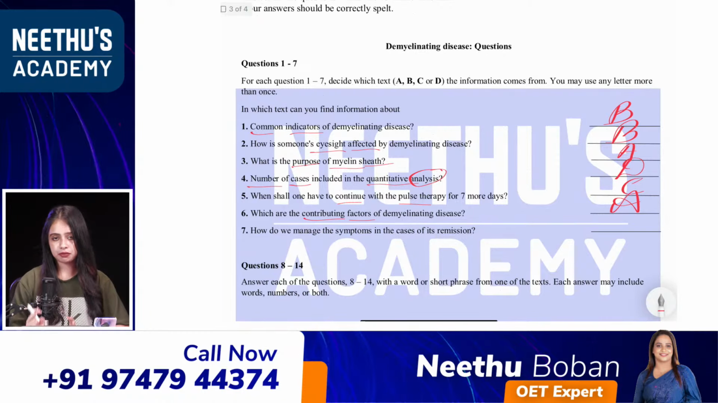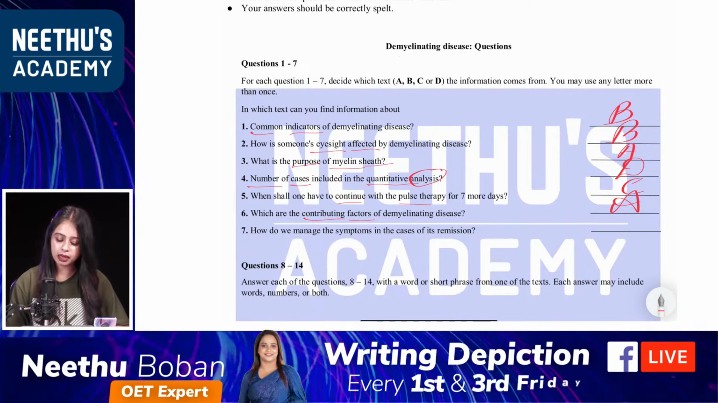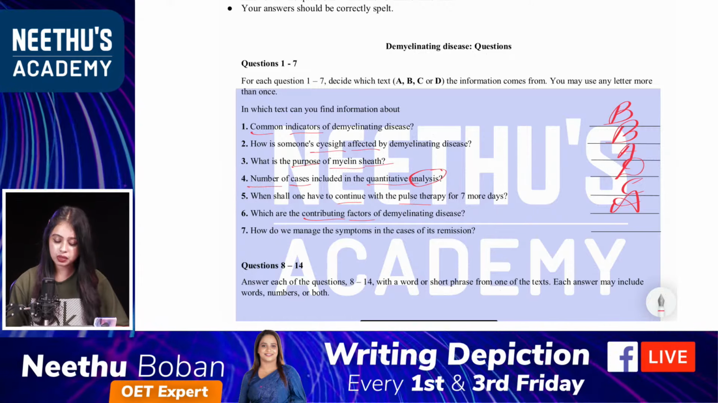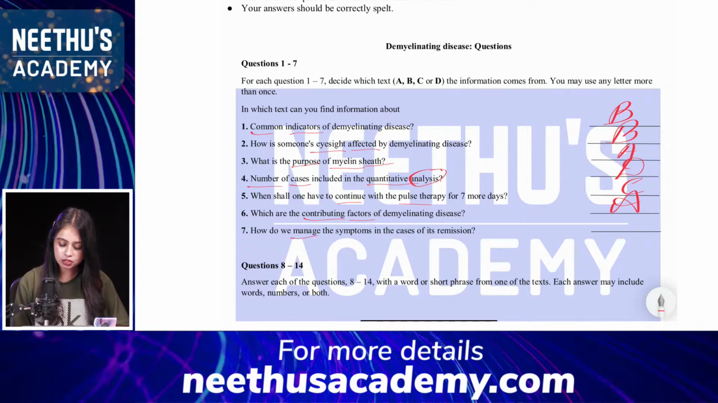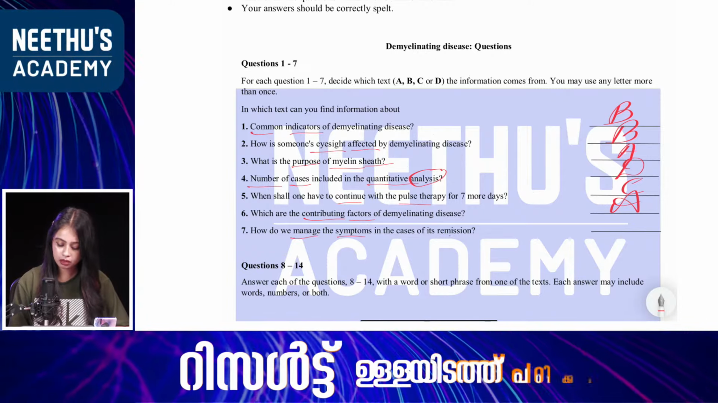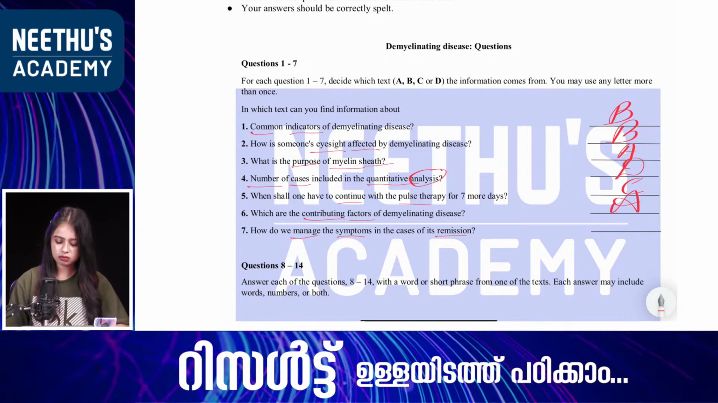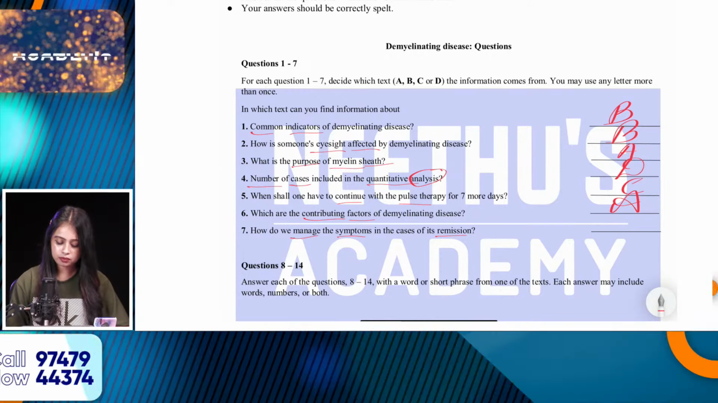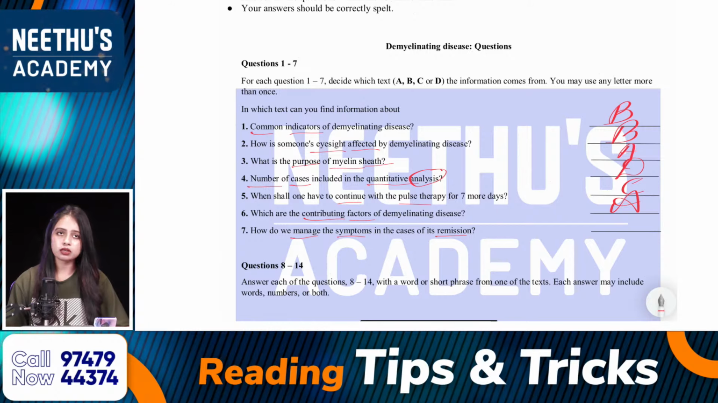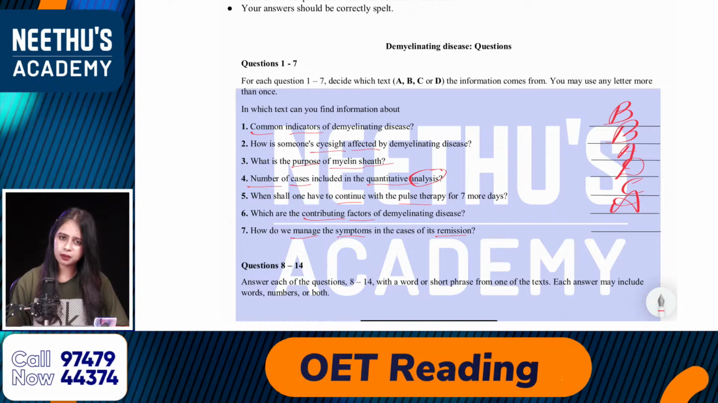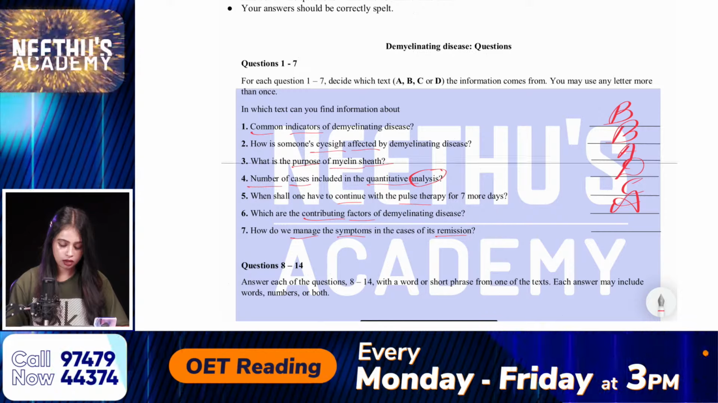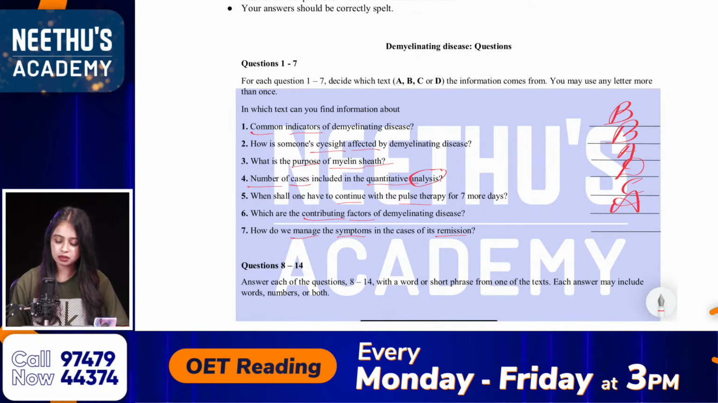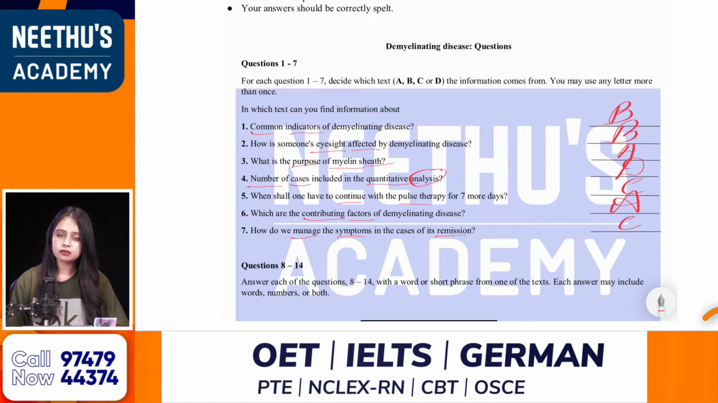And the final question from the first category of questions. How do we manage the symptoms in the case of its remission? So my keywords: manage, symptoms, remission. Okay, don't ever think that they've already managed the symptoms here. So is the answer from text B? Is it from text B? Okay, yes. So the seventh question, which is from text C.